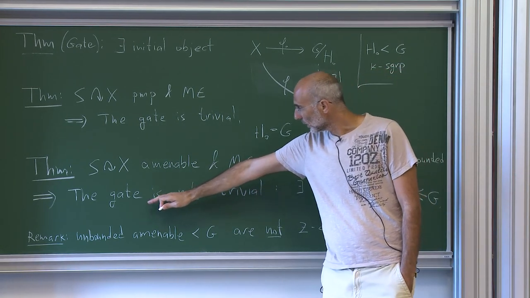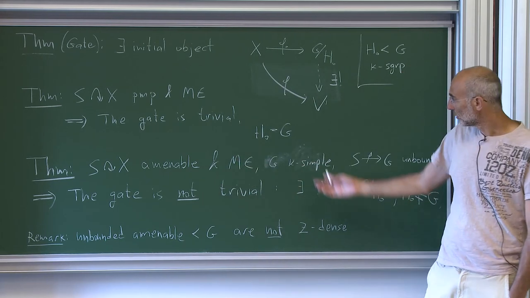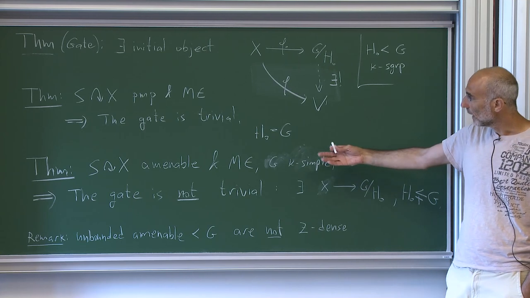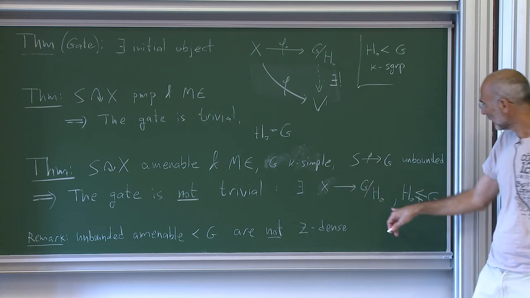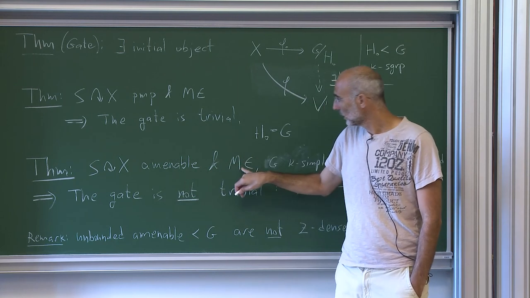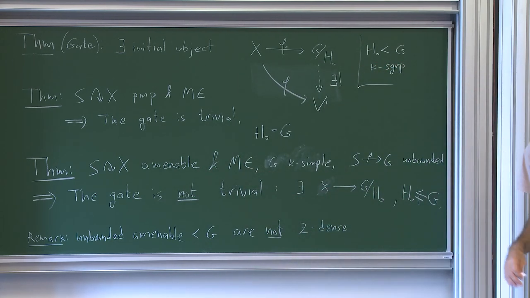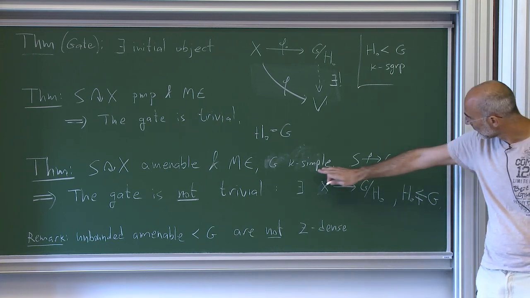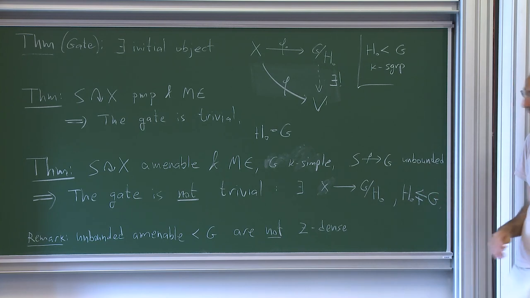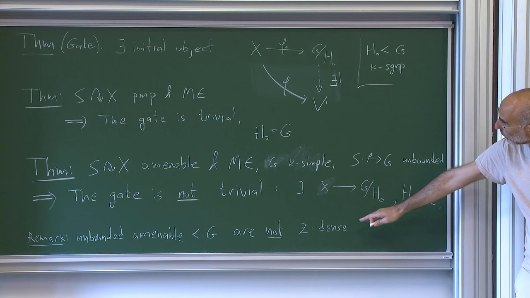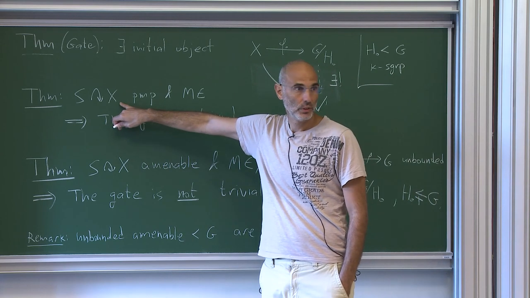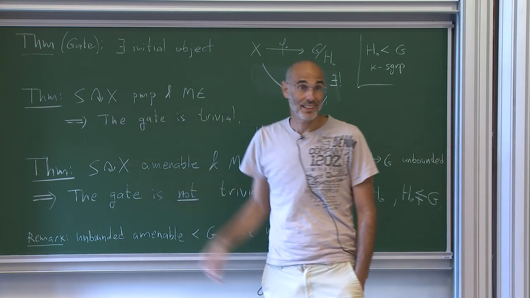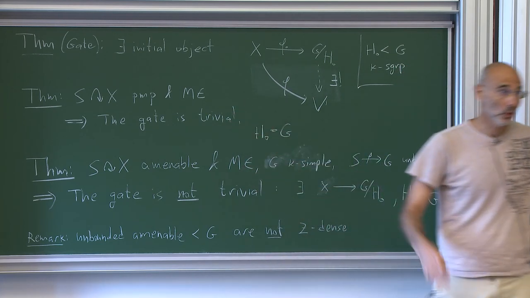And the non-trivial theorem, not so hard to prove after the machinery is made, but this is kind of the engine of many of the techniques that we will encounter, is the non-triviality of the gate when we have an amenable action which is also metrically ergodic. ME here stands for metrically ergodic. And with this extra assumption that G is simple and the map is unbounded. The remark here is that typically PMP actions are not amenable, unless S itself is amenable. So these theorems do hold simultaneously.